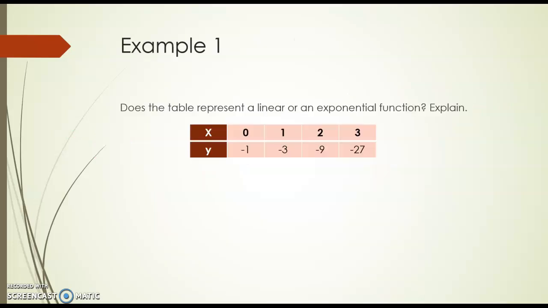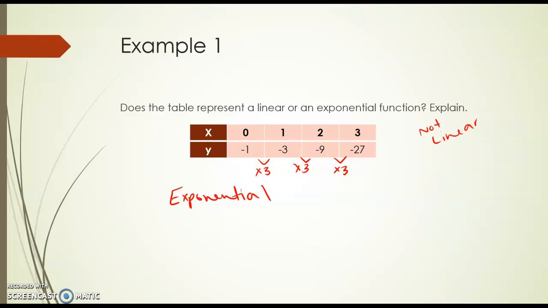Does this table represent a linear or an exponential function? Explain. How do we figure it out? We just have to figure out what the pattern is. Linear would mean we add or subtract by the same number. In this case we're subtracting, this is a -2, but this is a -6. So it's not linear. What would make it exponential? Adding or subtracting makes it linear. Multiplying makes it exponential. -1 times 3 gives us -3. -3 times 3 gives us -9. -9 times 3 gives us -27. Therefore, this is an exponential function.